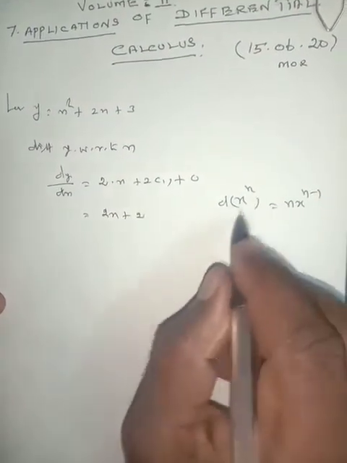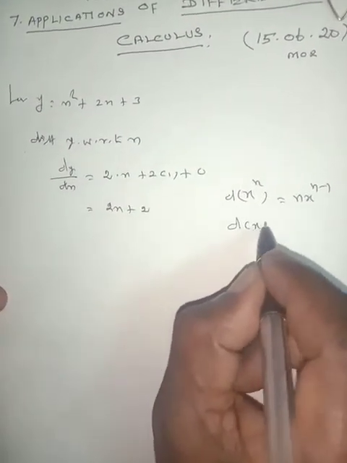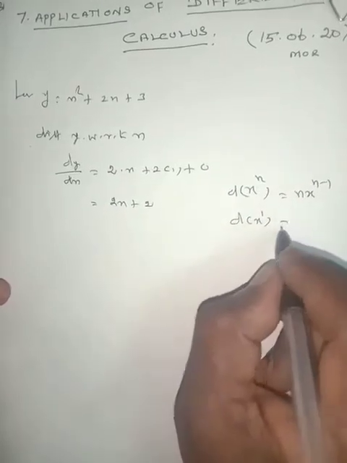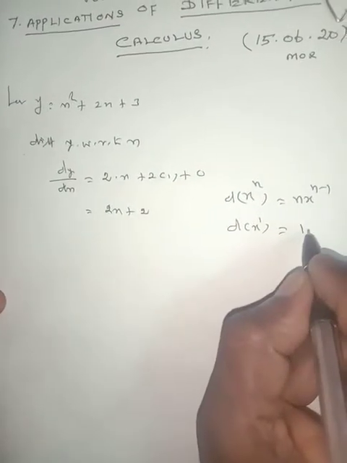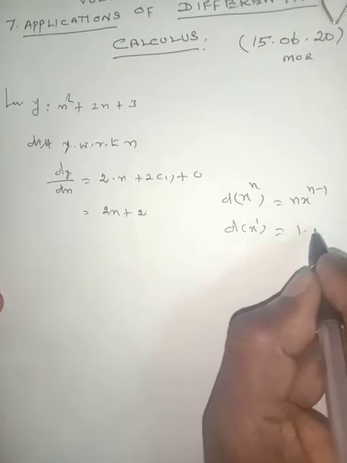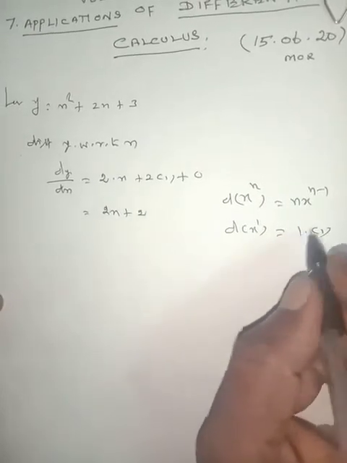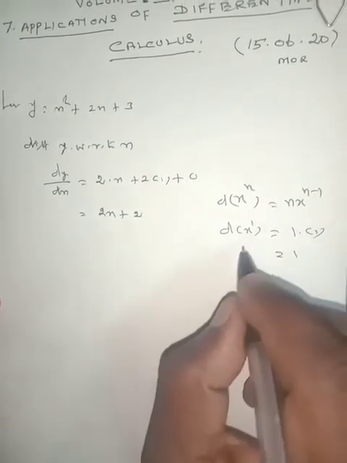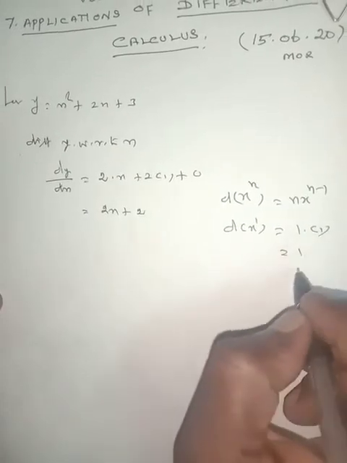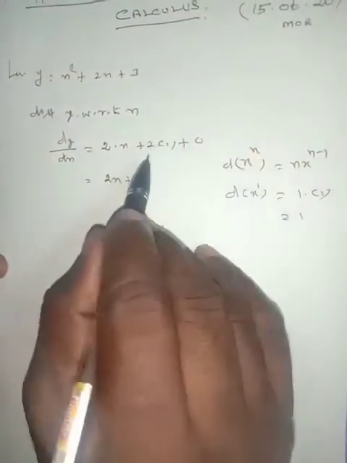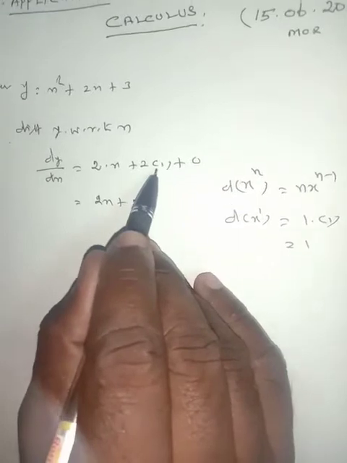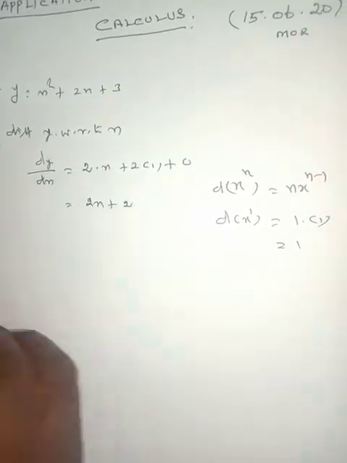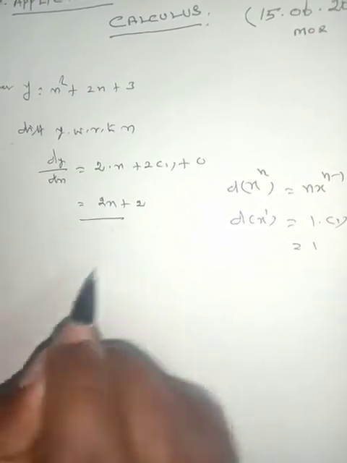Next, differentiate x. X means x power 1 is equal to 1 into 1 is equal to 1. So differentiate x with respect to x, we get 1. Apply differentiate x with respect to x is 1, 2x plus 2. This is ordinary differential equation.